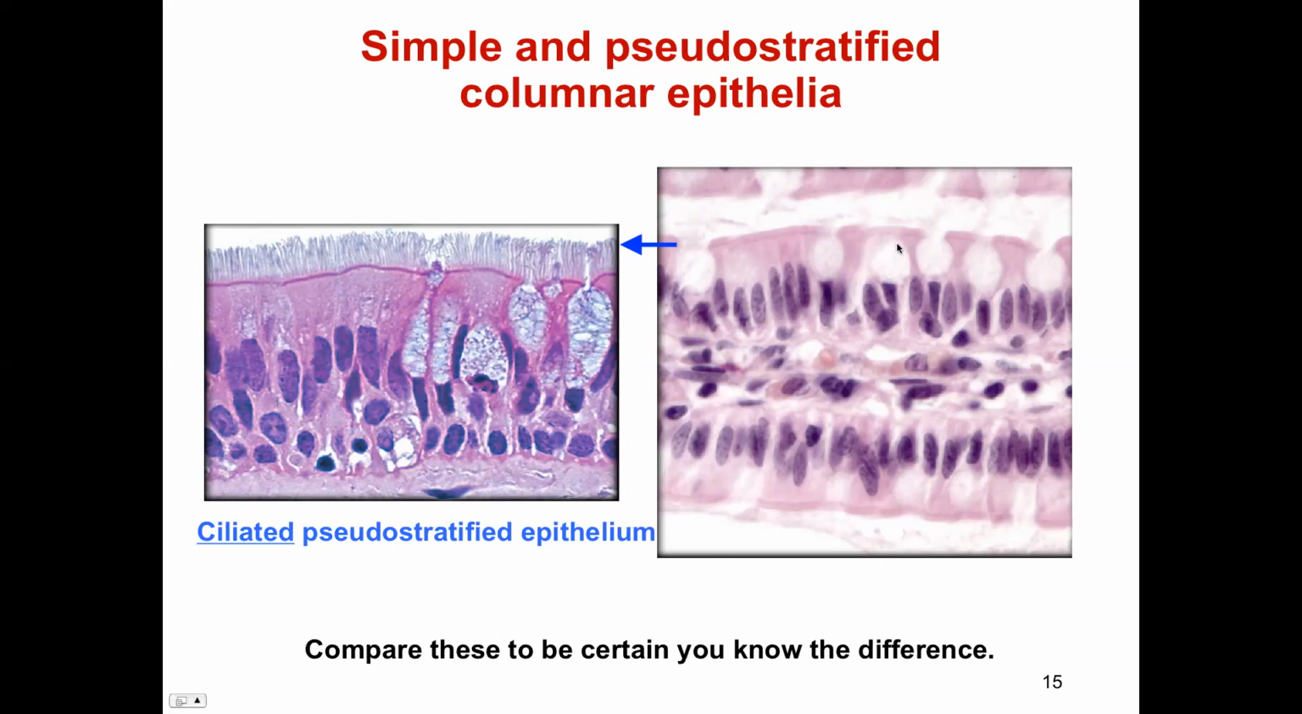So here you can see goblet cells in each case. This one is ciliated and pseudostratified columnar, so I know that this is respiratory. This is simple columnar with goblet cells, so I know this is digestive. And in fact, I know this is through a structure called a villus. You'll learn about the villus in AMP2 when you do the digestive system.